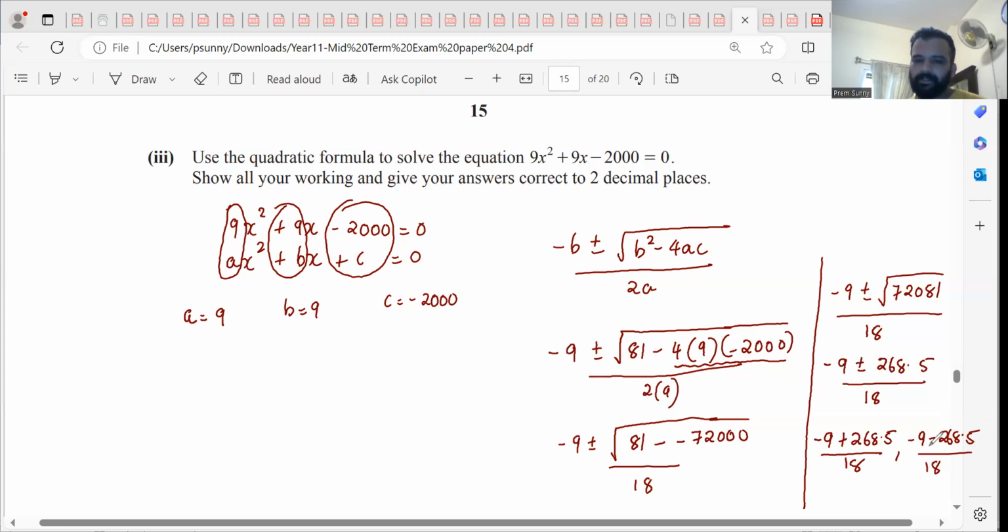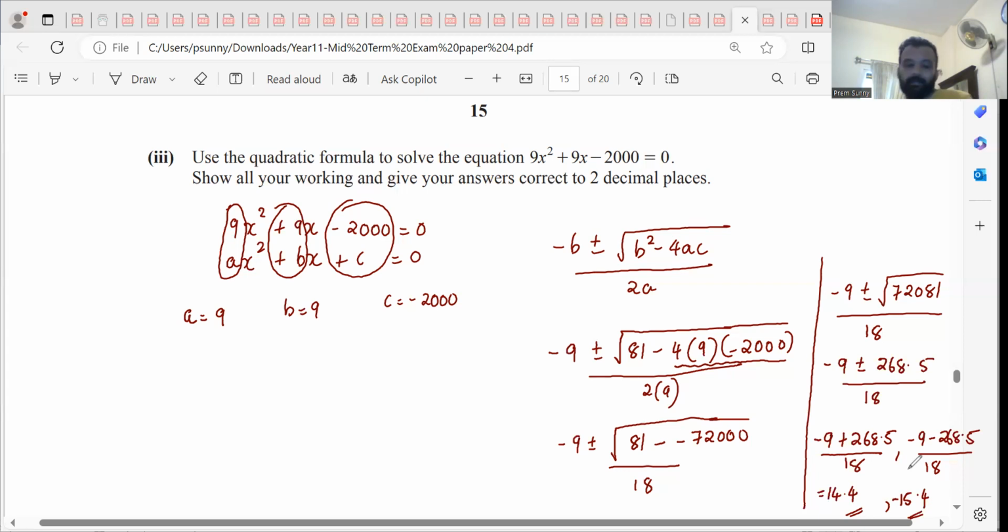Minus 9 plus 268.5 divided by 18 will give me 14.4, to three significant figures. Always the answer should be in three significant figures. So minus 9 minus 268.5 divided by 18 will give me minus 15.4. Minus 15.4, that is the final answer.